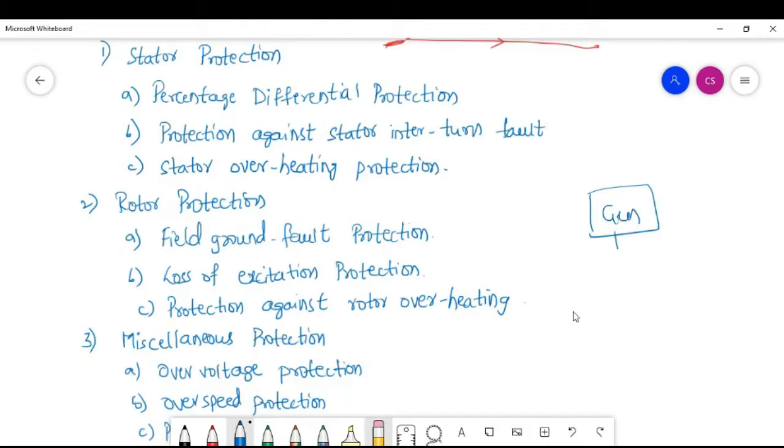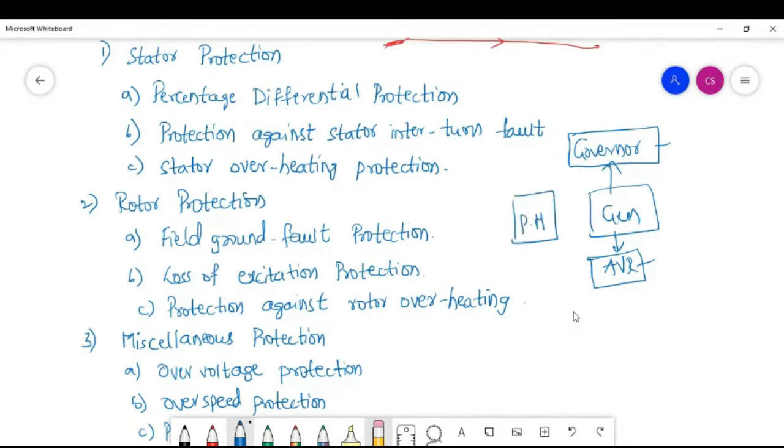If you discuss the generator, it is going to contain a voltage regulator. I think you already know AVR, automatic voltage regulator. It may also contain the governor, which we call a speed regulator. If this is a voltage regulator, the governor is nothing but a speed regulator. It will also contain a prime mover, so there will be a combination with a prime mover.